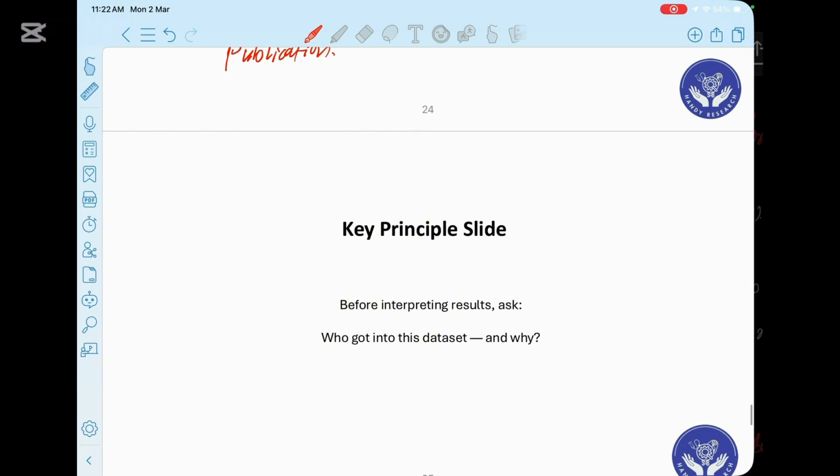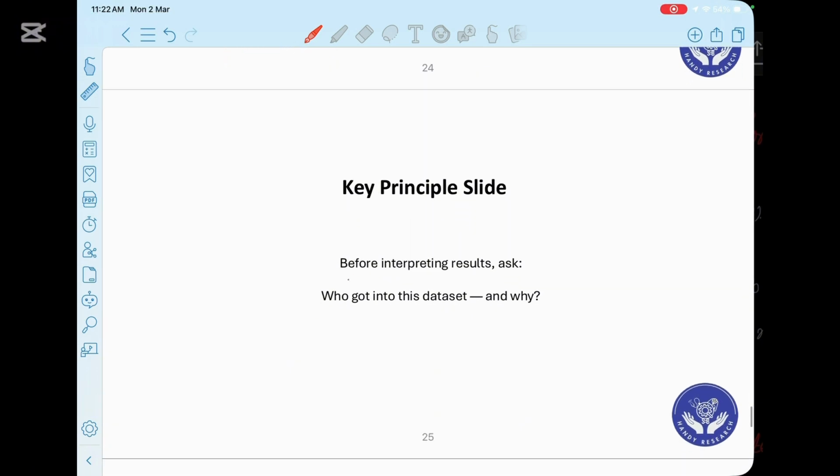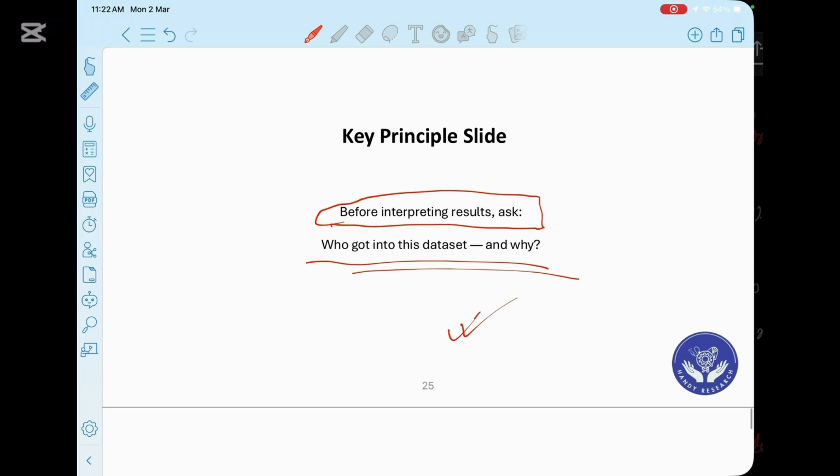Understanding the data generating process is very essential. Understanding selection bias changes how you read observational studies. It teaches you to question the sample, not just the statistics.